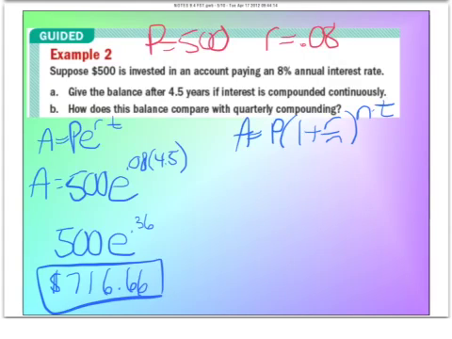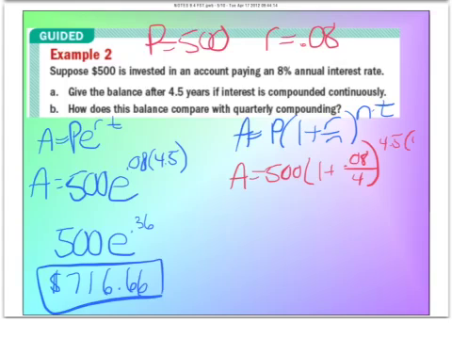Now, what if they compound it quarterly instead? Fine, come into this other formula. A equals $500 times (1 plus my rate of 0.08, divided by quarterly, so that's 4 times a year), raised to the time period of 4.5 years. But in that 4.5 years, they're going to hit the interest button 4 times a year, so times that by 4.